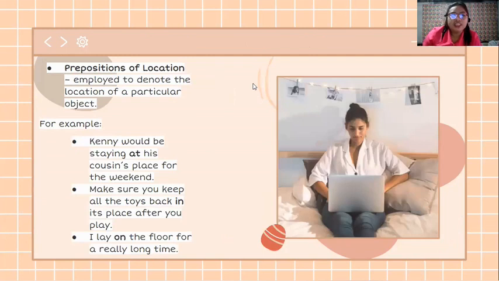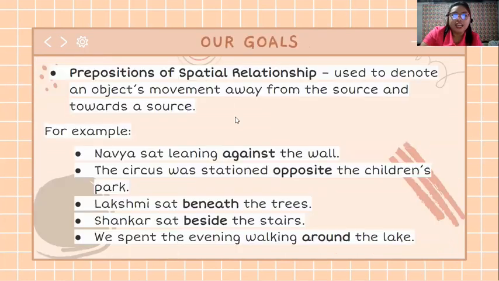Prepositions of location are employed to denote the location of a particular object. For example, Kenny would be staying at his cousin's place for the weekend. Make sure you keep all the toys back in their place after you play. I lay on the floor for a really long time.